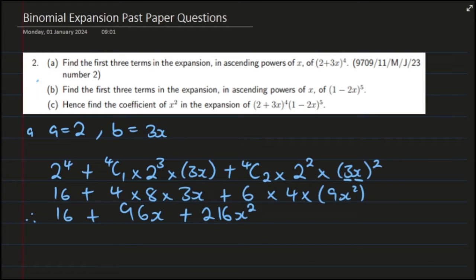So this is part A. Part B. Find the first three terms in the expansion in ascending powers of x of (1 - 2x)^5. So in this case our A is equal to 1 and our B is equal to negative 2x. So the negative is also part of the B. So be careful and make sure that you actually do include it in your calculation.